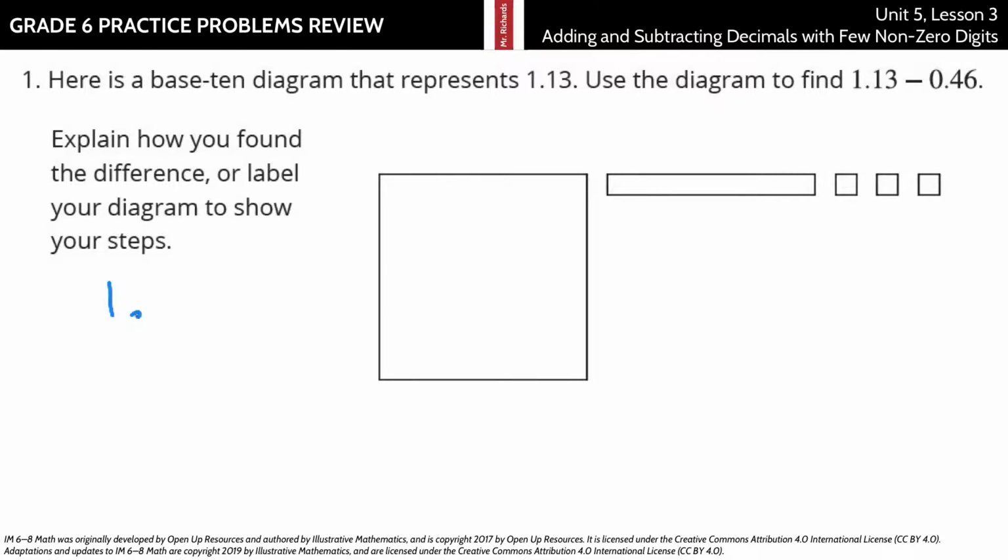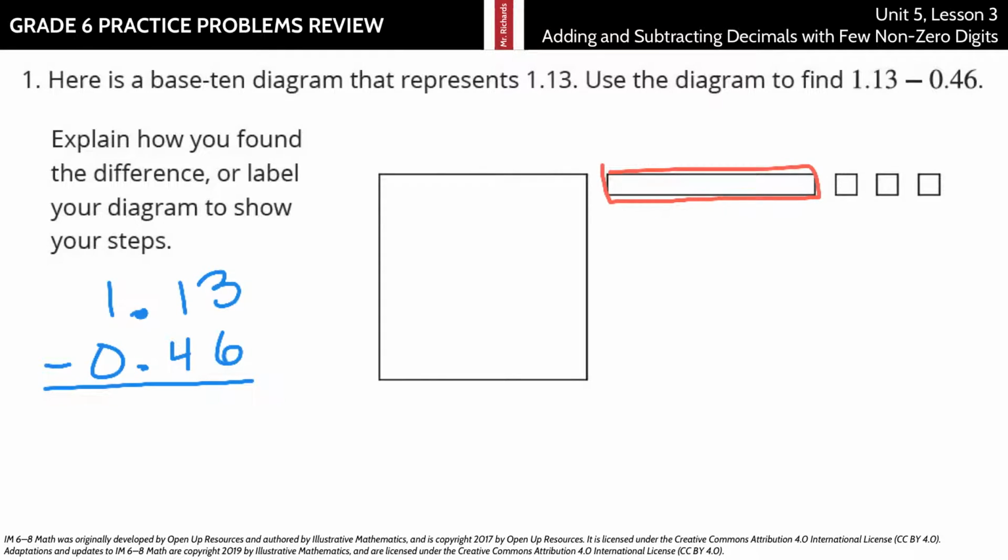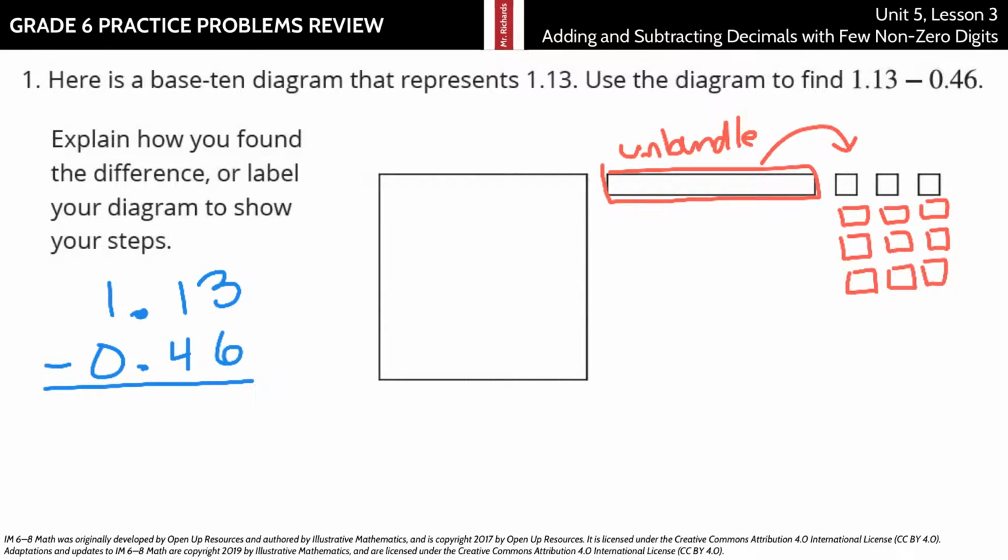Well, if we write this out as we would traditionally write this out, we'll notice that we can't take away 6 hundredths from 3 hundredths. So what we need to do first is to unbundle this tenth into hundredths. And there are 10 hundredths in 1 tenth, so 1, 2, 3, 4, 5, 6, 7, 8, 9, 10.